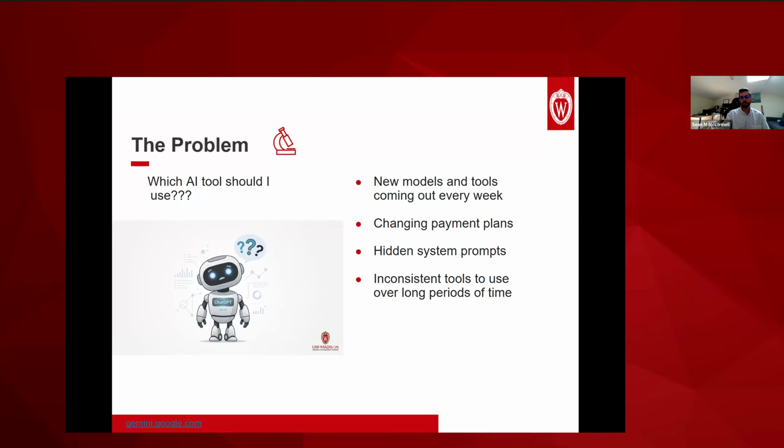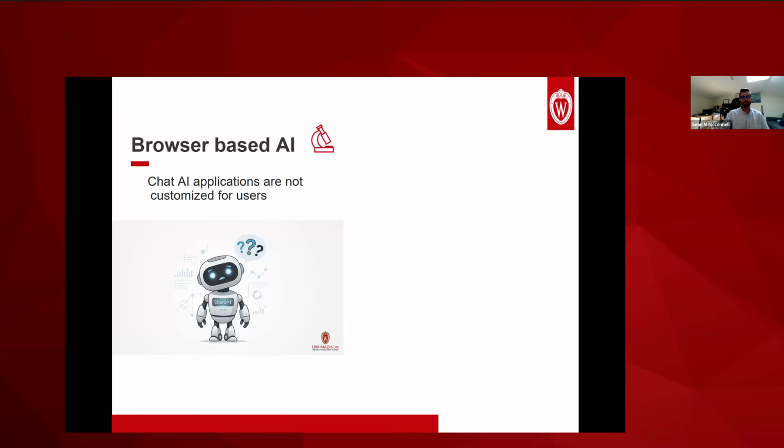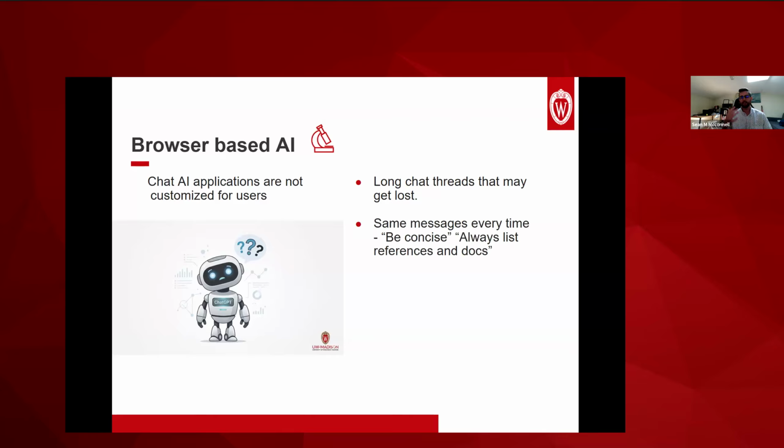So we'll talk about how to make it a little bit more of a consistent tool that you can add to your tool belt. And we'll talk about what could work better, especially better than browser-based AI. Some of the problems with these: there are long chat threads, they might get lost. You always have to enter the same messages of, hey, be concise. Don't give me an essay of output. Always list references and docs.